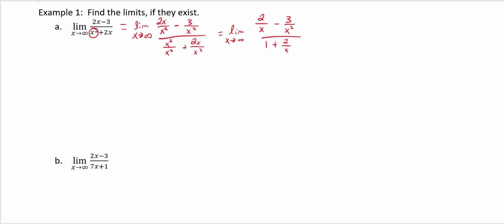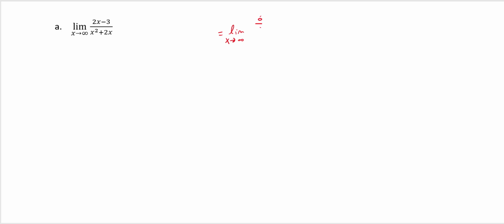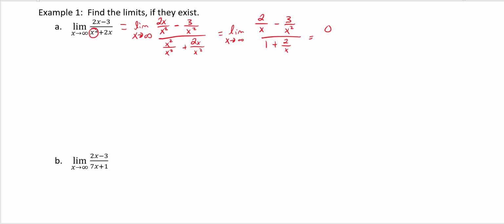So now we're going to use our very useful fact, and in this case this is applicable, and so then we can take the limit as x is approaching infinity of every single term. So limit as x is approaching infinity of 2 over x, using our very useful fact, that's going to be 0, minus the limit as x is approaching infinity of 3 over x squared, using our very useful fact, that's also going to be 0, over limit as x is approaching infinity of 1.